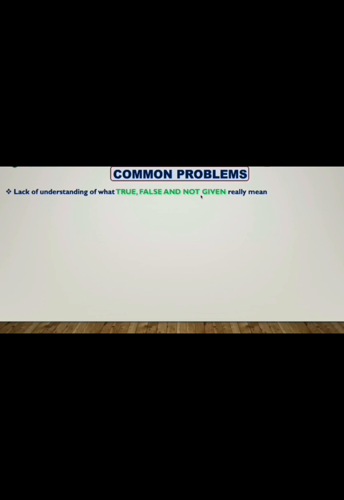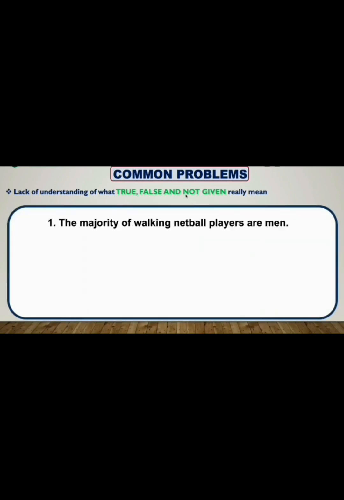Let's take a look at some statements. So look at this question. This is a typical true, false, not given question from a particular test. It says here, the majority of working netball players are men. Now this is the question. So before even going to the passage to verify whether the answer will be true, false, or not given, you can tell what the true is like, what the false would look like, and what the not given would look like.